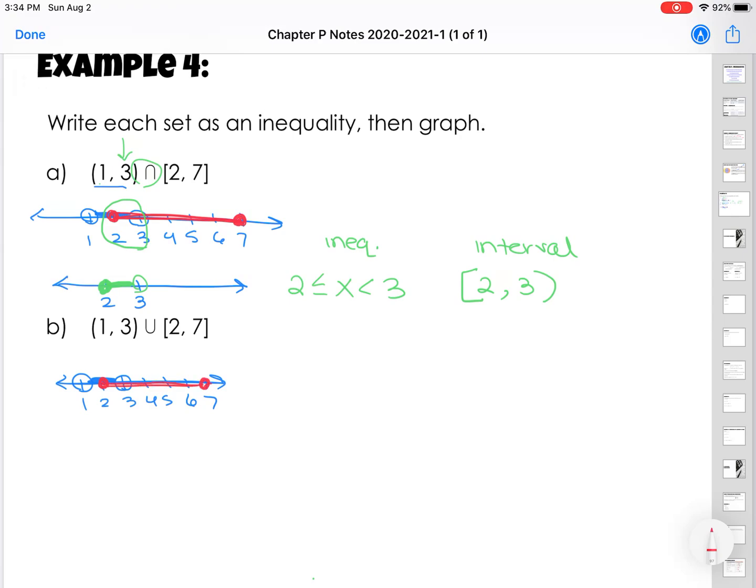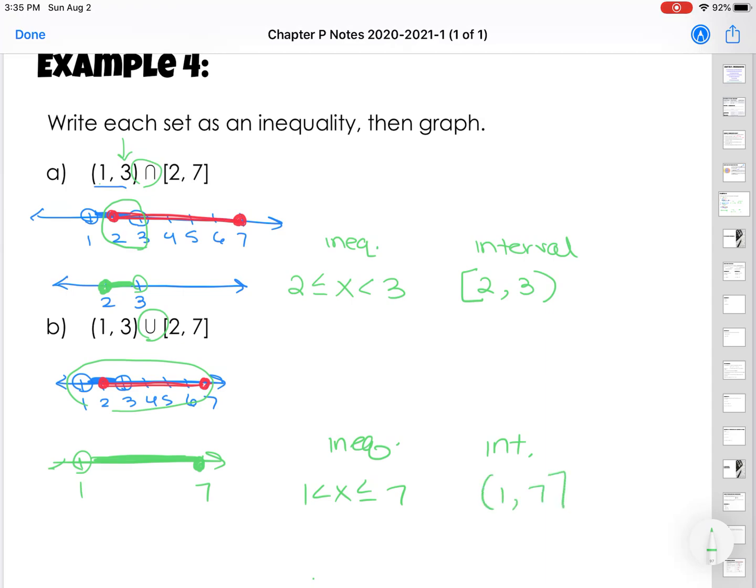Now, this time we want the union. The union means we want to use everything. So when we're doing the union, we're going to go from 1. 1 is not included in any set, so we'll have an open circle there. 7 is included, and everything in between. So as an inequality, we're looking at 1 is less than x is less than or equal to 7. Or in interval notation, we're looking at parenthesis 1, comma 7, bracket.